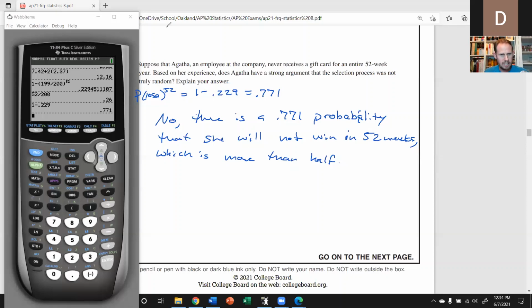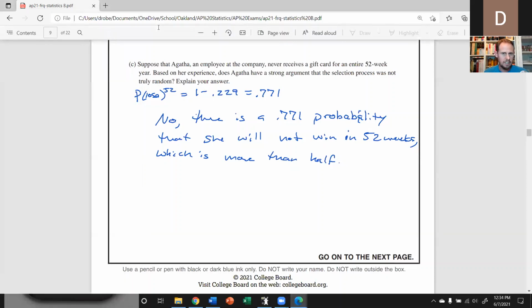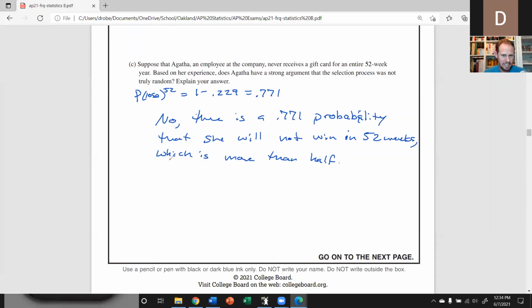All right, so we do want to say something about that being a high probability. All right, usually we compare things to 5%. That's definitely way more than 5%. Like if we were doing a hypothesis test, we'd be like 0.771 is definitely greater than 0.05. So, you know, we're going to reject that hypothesis, or we're not going to reject that hypothesis.